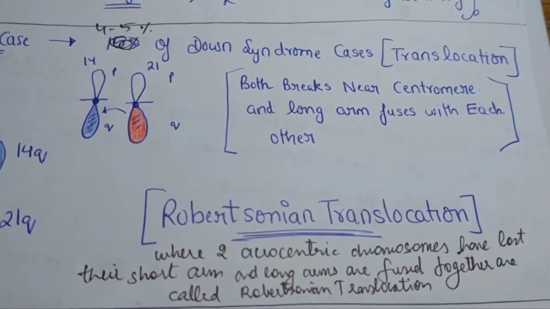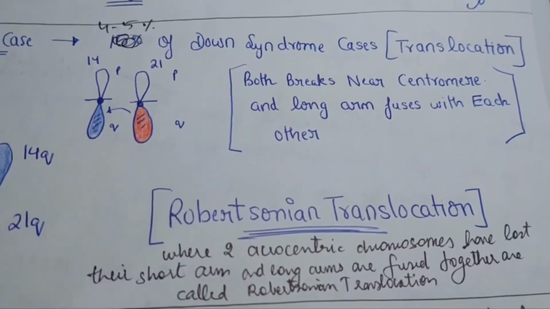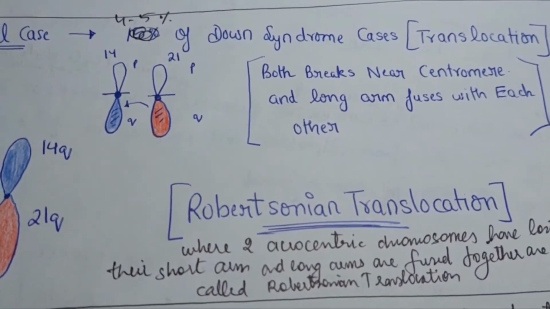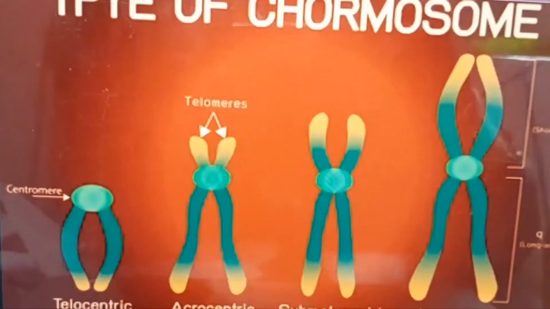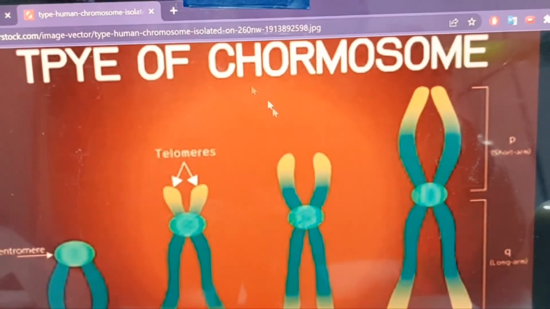So Robertsonian translocation is where two acrocentric chromosomes have lost their short arms and their long arms are fused together to form a new chromosome, and this is called Robertsonian translocation.